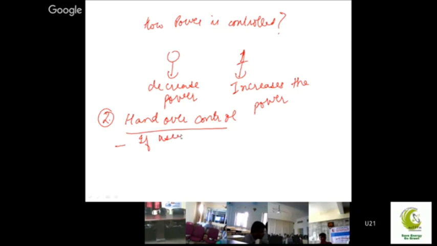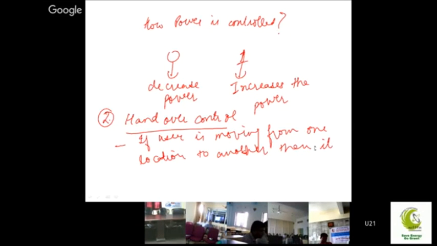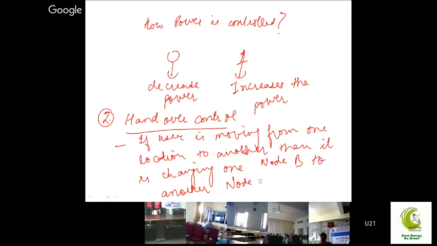if the user is moving from one location to another, then it is changing one Node B to another Node B. Why are we changing from one Node B to another Node B?